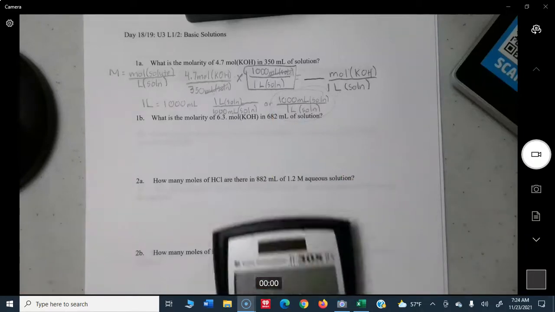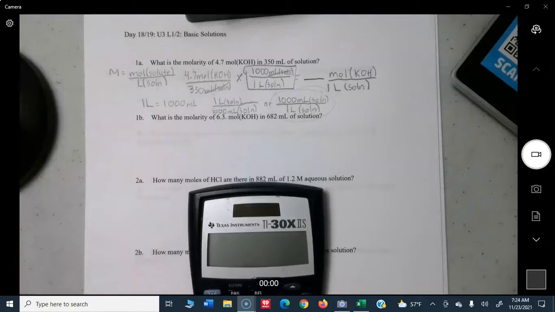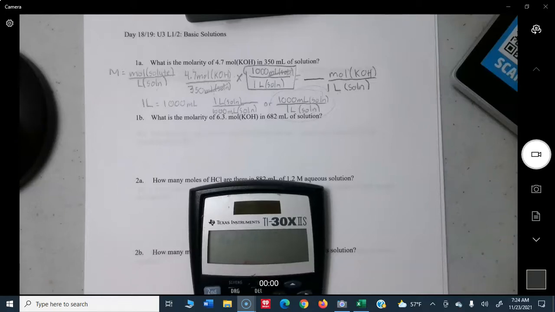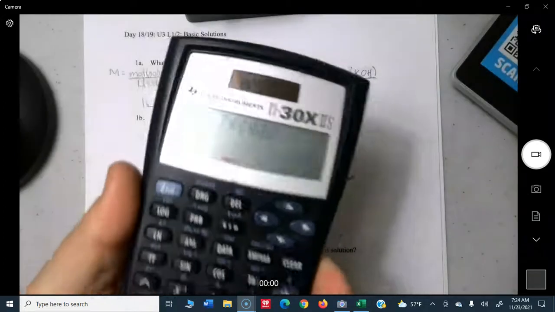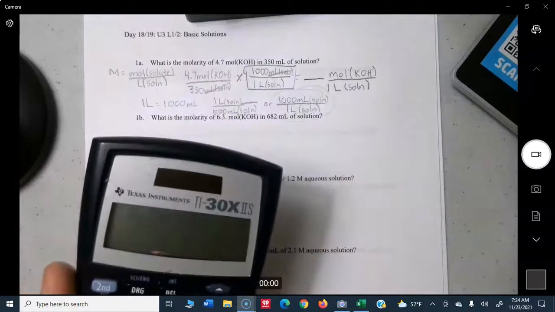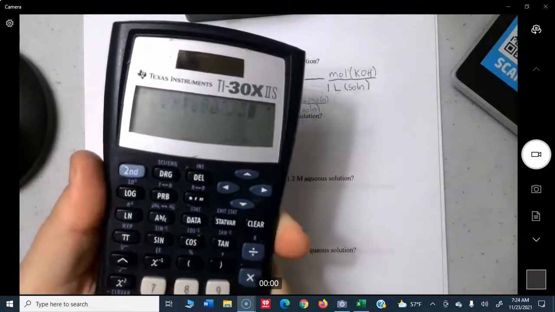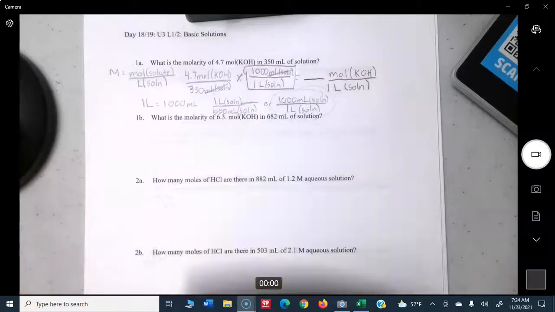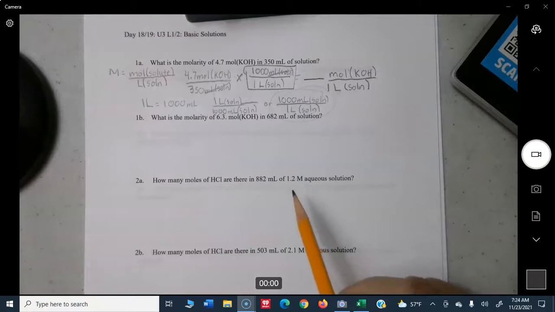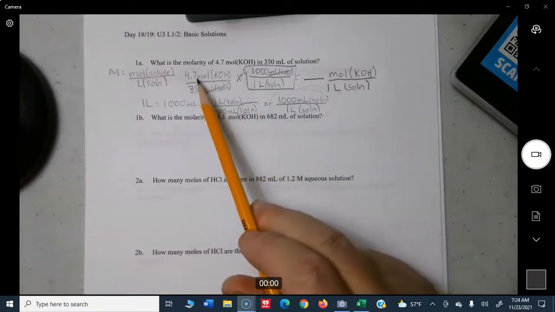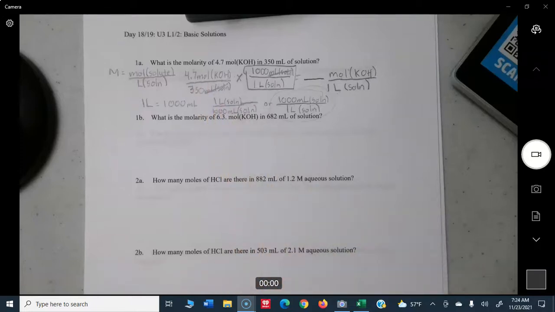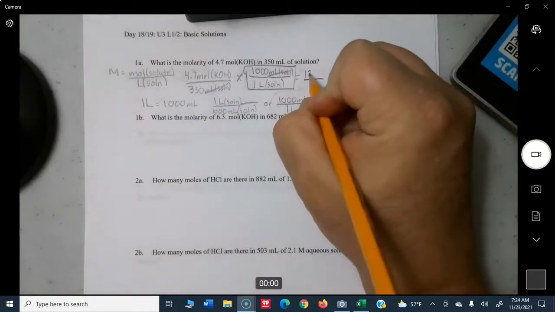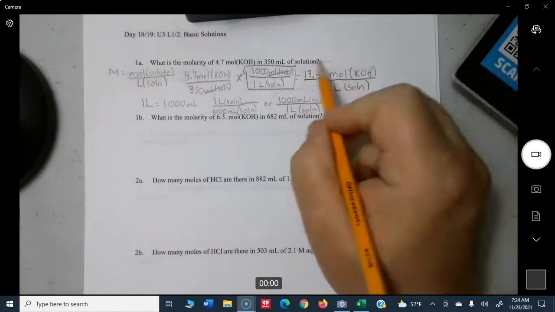Okay, so now it's just math. We multiply everything on the top, so that's going to be 4.7 times 1,000. Let me get it so you can see the calculator here. And then divide by everything on the bottom, which in this case is 350. That gives us our final answer of 13.4. We're not going to worry too much about significant figures, but we might talk about them on the way. You have two significant figures there, so that would limit it to 13, but I'm going to call it 13.4. Okay, and that's your final answer.